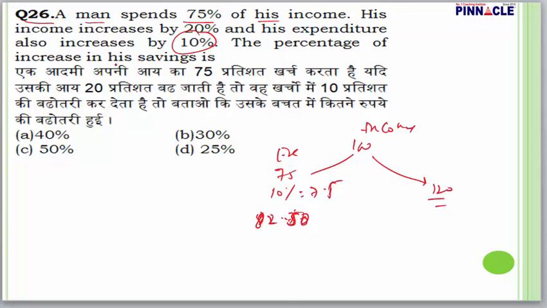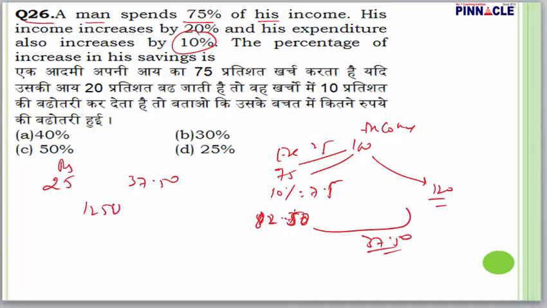Percentage of increase in saving. Earlier 25 rupees saving, now it is 120 minus 82.50, that would be equal to 37.5. Earlier the saving was 25 rupees. So the increase is 12 rupees 50 paisa on 25 rupees. On 100 the increase would be equal to 50% increase. 50% increase, answer is C.